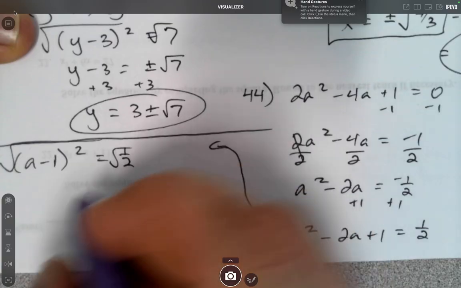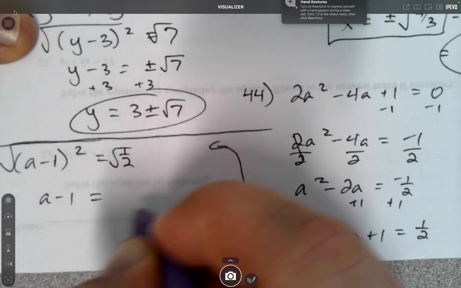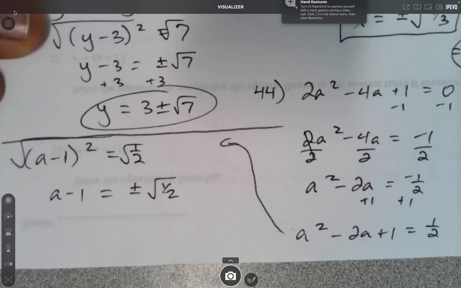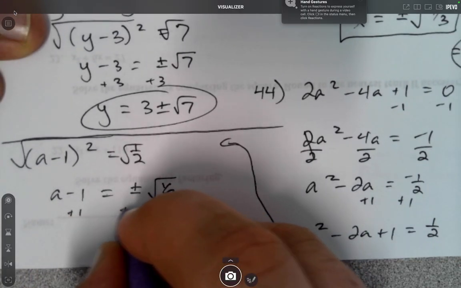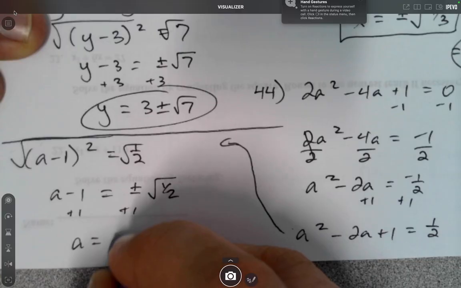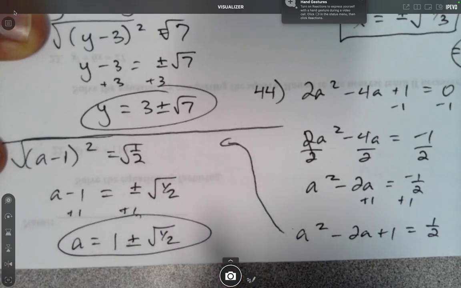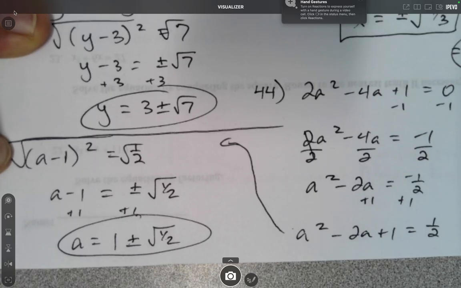We take the square root of both sides. We get a minus 1 equals plus or minus the square root of 1/2. Then we add 1 to both sides and get a equals 1 plus or minus the square root of 1/2. And our book gives the answer in decimal form, so just before I move on, I'm going to double check and make sure I'm not misleading you on that. Good news so far.